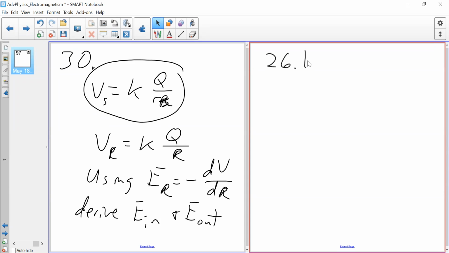So start off here, chapter 26.1, definition of capacitance. So basically a capacitor is two parallel plates connected to the opposite poles of a battery. So the capacitor is just the plates that are storing opposite charge.